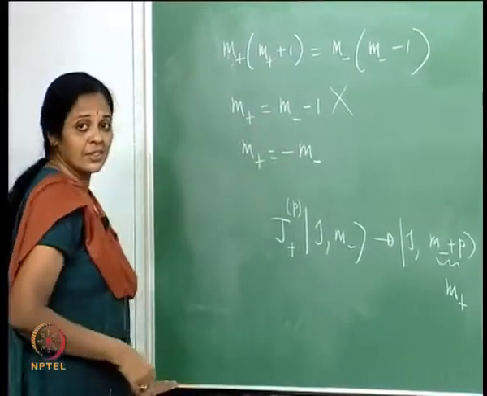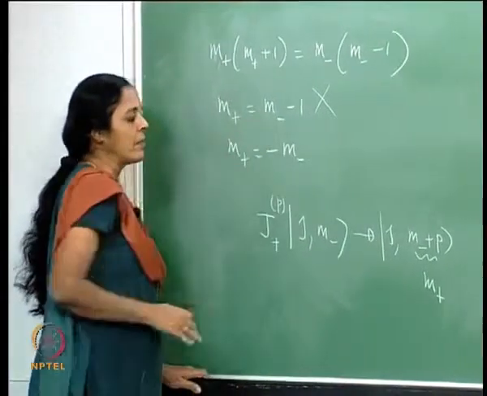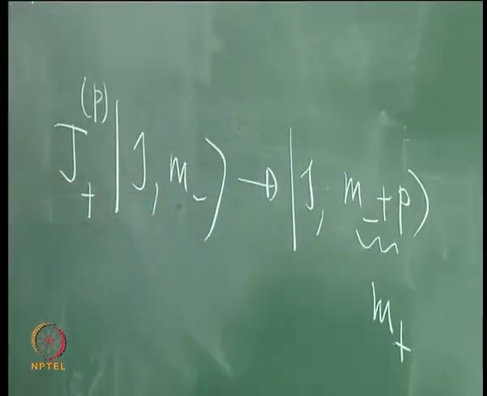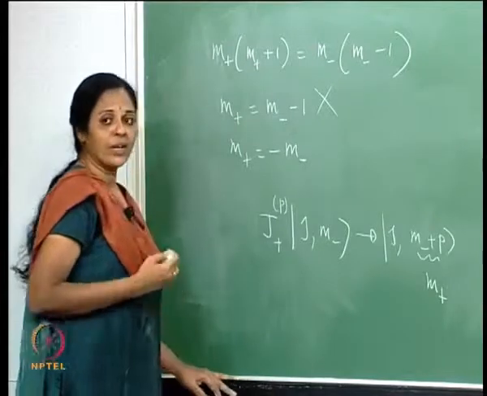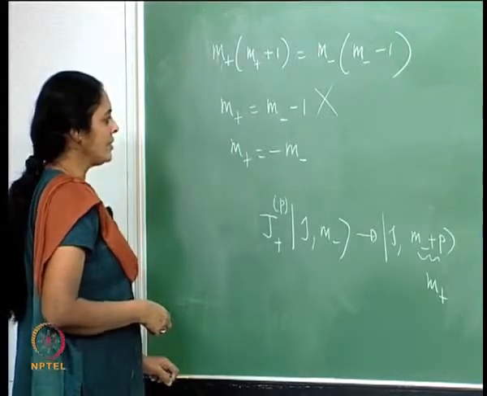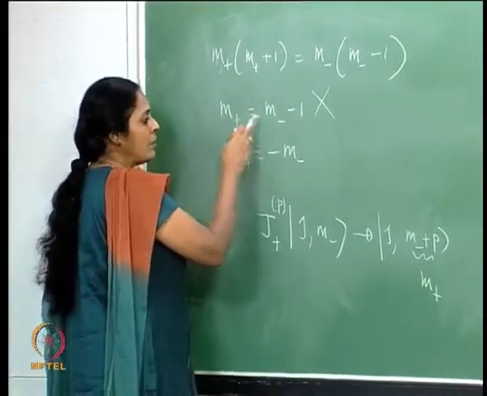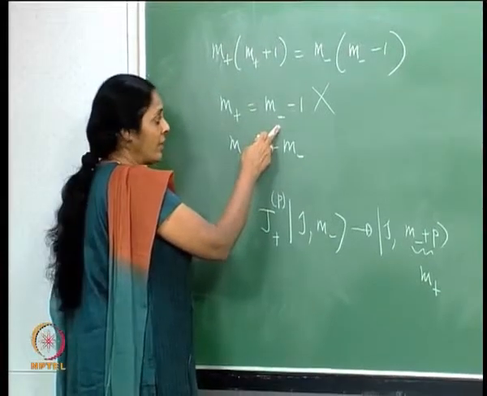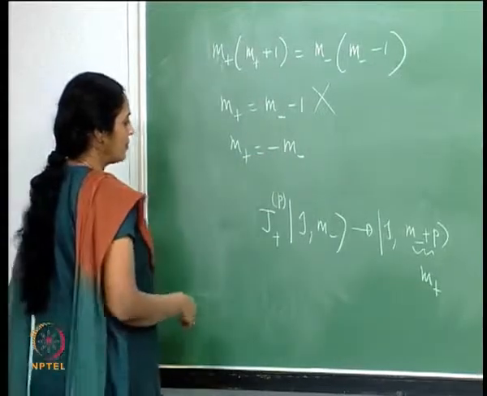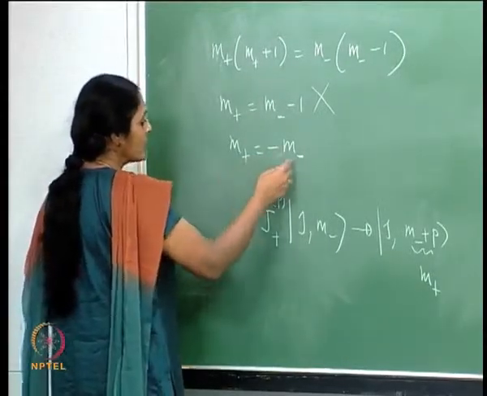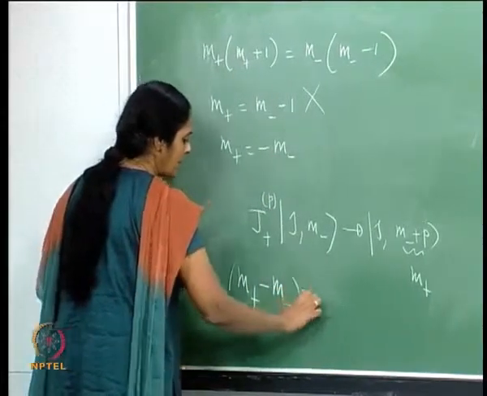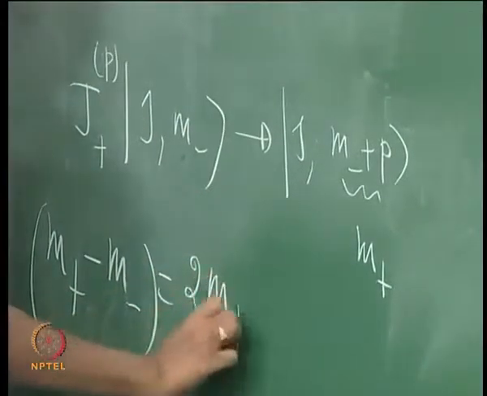greater than m minus. The difference between m plus and m minus has to be an integer, because every time j plus acts on the state, it increases the m value by 1, and therefore I know that the difference m plus minus m minus is an integer. I also know that m plus is the upper bound and m minus is the lower bound on m, and therefore this relation is not true, whereas this is more acceptable. And therefore, if m plus is equal to minus m minus, m plus minus m minus is 2m plus.